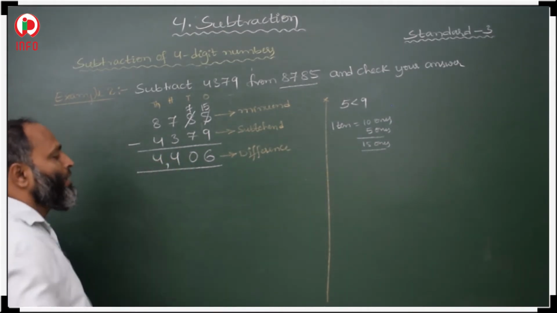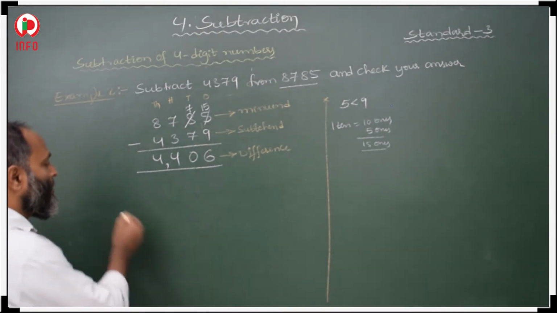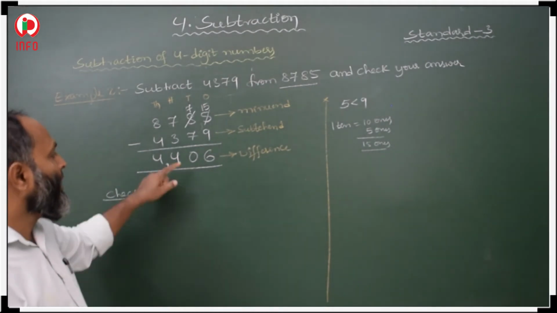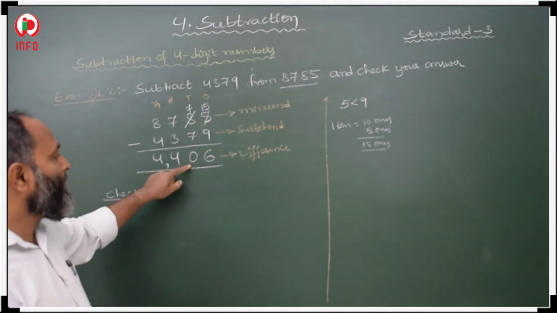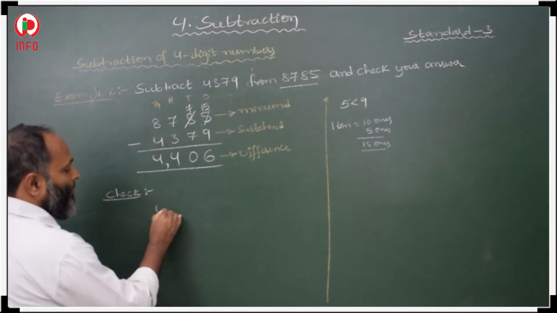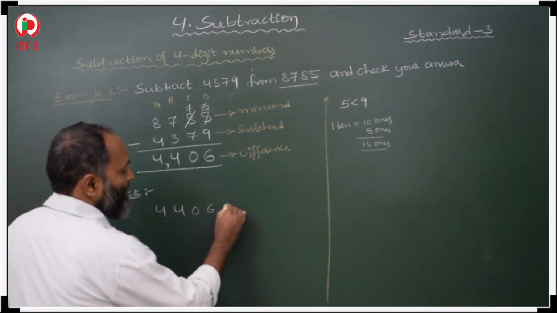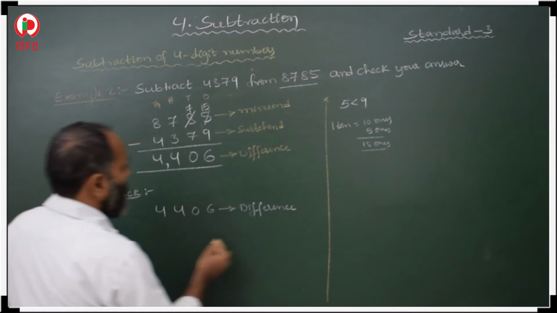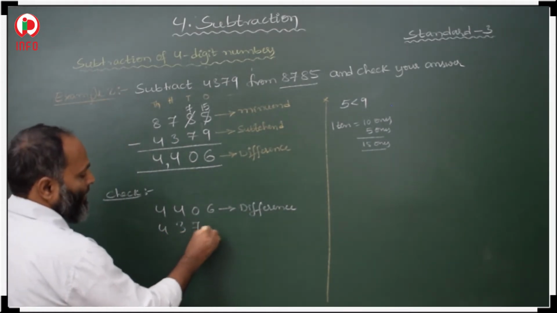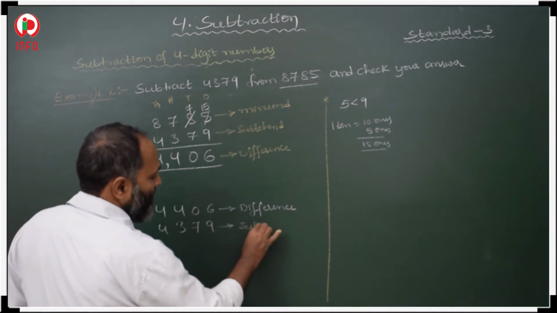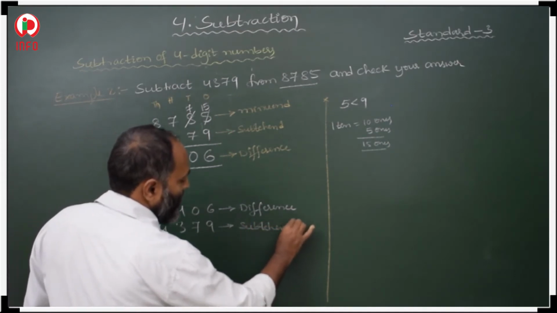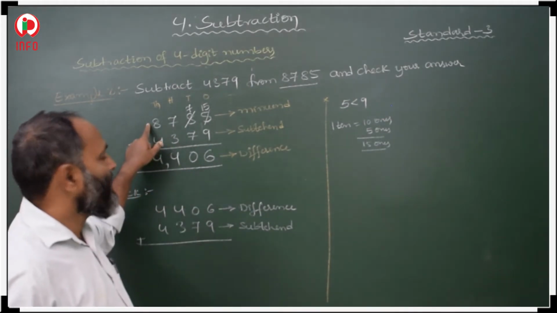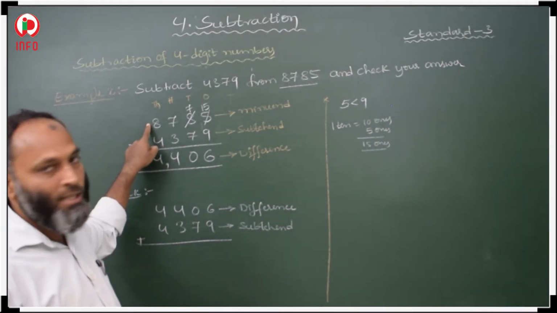4,406. So this is our answer. Then how to check our answer? So we have to add difference and subtrahend. 4406, this is difference. Next subtrahend, 4379. This is subtrahend. Now add these two. If you add both, we should get this one, otherwise your answer is wrong.